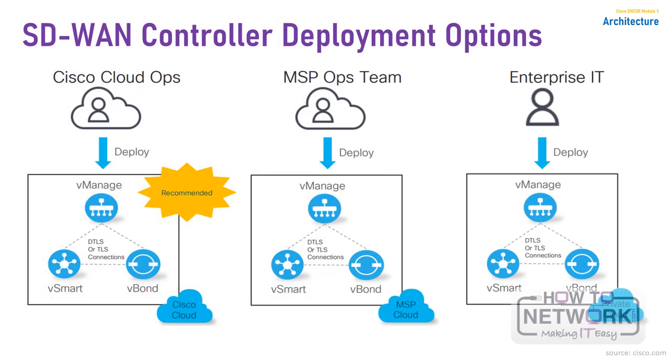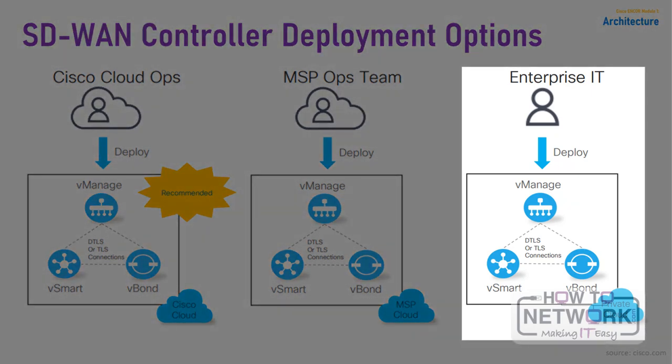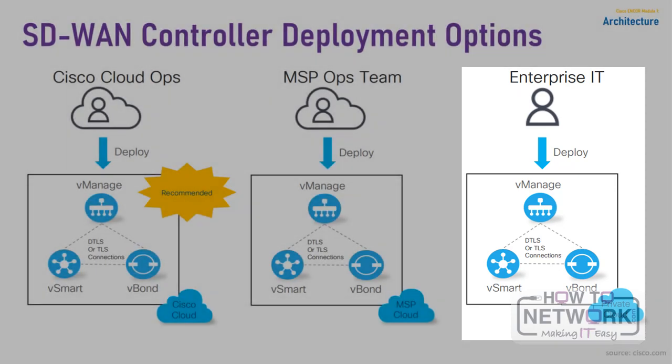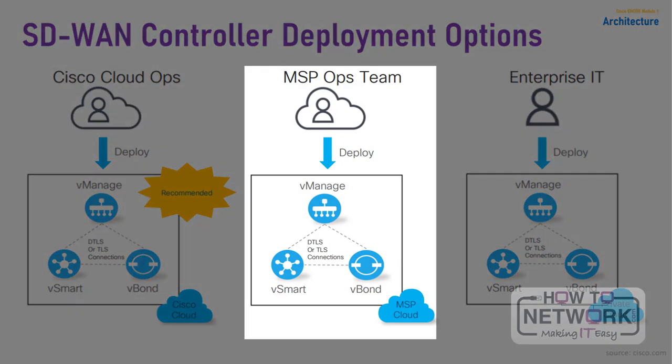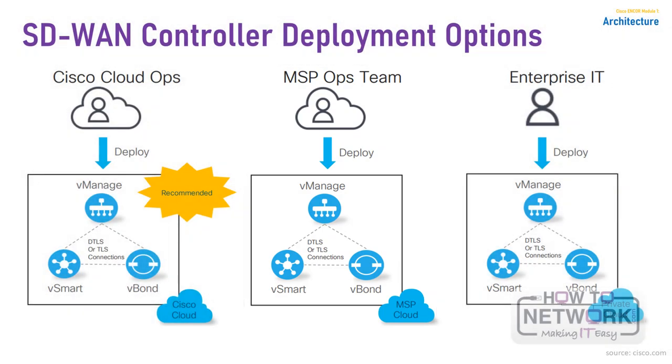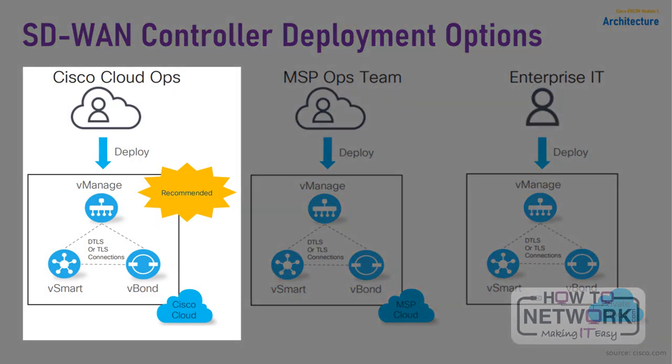So there are many options when it comes to deploying the controllers. The first one is that your company can deploy the three controller types, such as vManage, vSmart, and vBond, as will be required by your environment. This can be hosted on your own on-premises or private cloud. The second option is through an MSP, or managed service provider. The recommended approach is through the Cisco Cloud. In this option, the controllers will be deployed in the Cisco Cloud, which is entirely managed by Cisco.